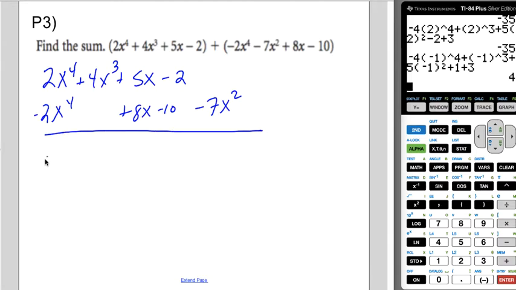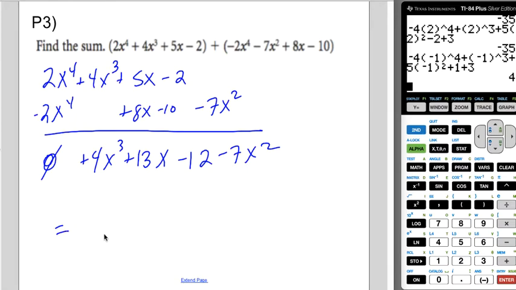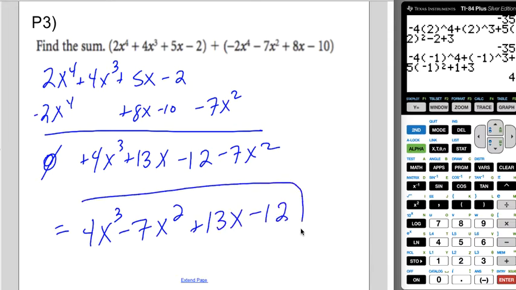So when I combine my like terms, the x to the fourths go away, right? I get a 4x cubed, a 13x, a negative 12, and a minus 7x squared, but I don't have that in standard form, so my final answer is going to be a 4x cubed minus a 7x squared plus a 13x, rather, minus a 12.